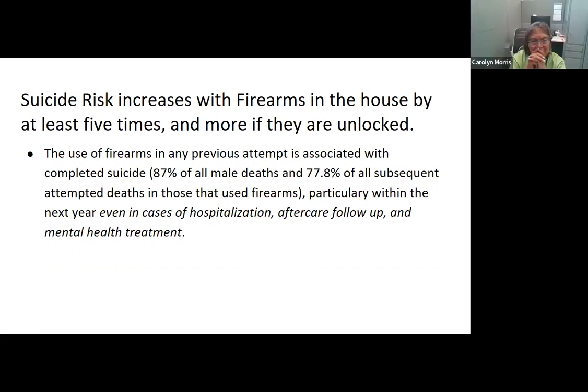But we also have to remember suicide risk increases with firearms in the house by at least 5 times, and more so if they are unlocked. And this is dangerous because even in the next year, in cases of hospitalization, aftercare follow-up, there are pretty serious follow-up attempts as well. Remember how I said at the very beginning, suicide can be a protective factor in the sense that 5 to 11% of people who try to commit suicide once will actually eventually commit a completed suicide. But that means 90 to 95% of patients.